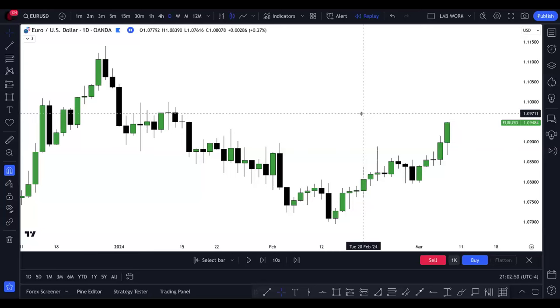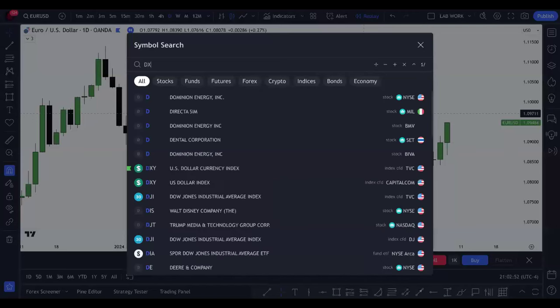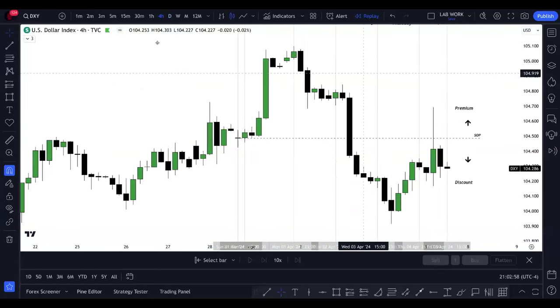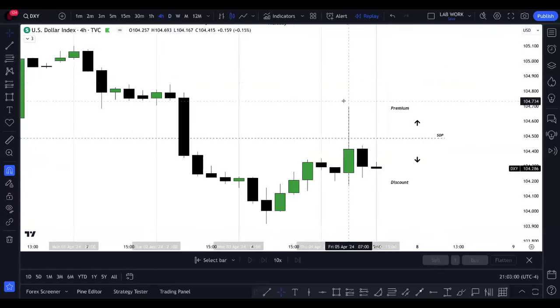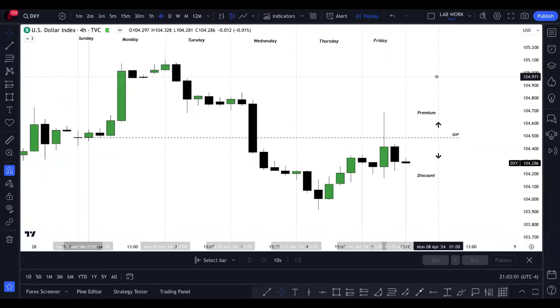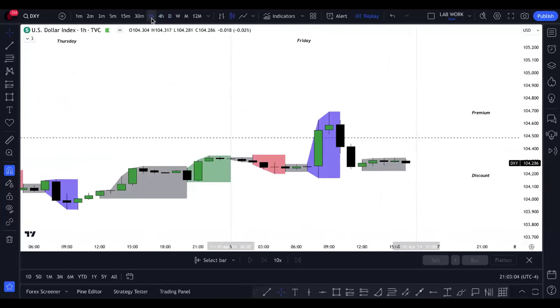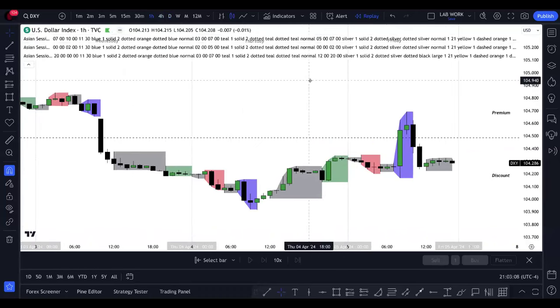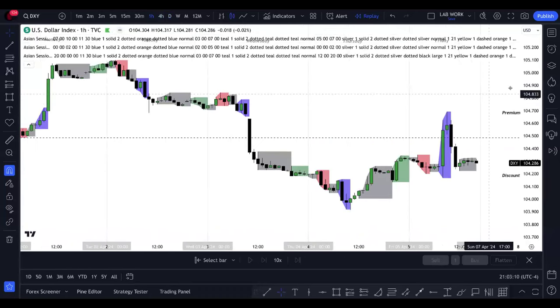So let's take a look at the chart. And the first thing we're going to look at is the DXY. So this is our weekly range review. I like to show it from an hourly perspective. Good morning. Welcome to those joining. So you got all the session indicators here. You can see all the dead zones, right?